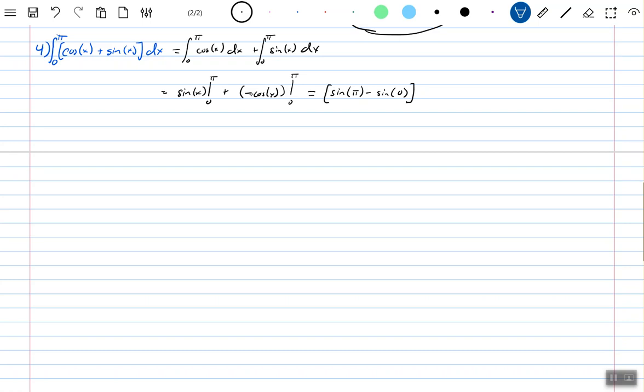And then I'm going to go ahead and pull that minus out in front. Minus cosine of pi minus cosine of 0. Well, this is going to be equal to, now what is sine of pi again? Well, this is where knowing your unit circle is going to come in handy. You got to know that unit circle.